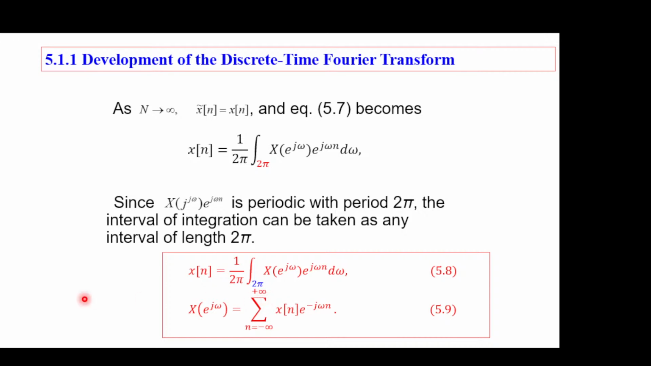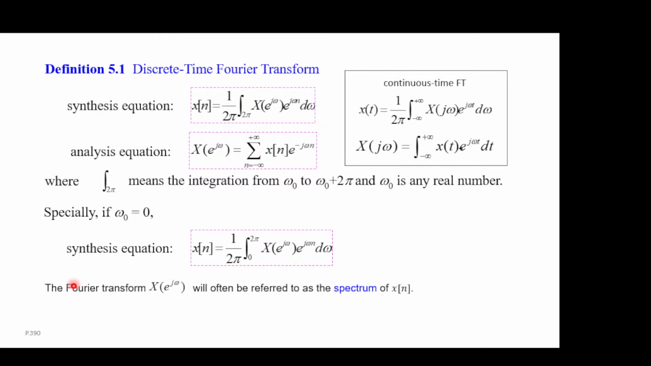Okay. And here are some tables, or a collection of formulas. Once again, this is the synthesis equation: x of n is 1 over 2 pi, integrating over a 2 pi period, big X of e to the j omega times e to the j omega n d omega. And the analysis equation: big X equals the summation of x of n e to the minus j omega n.